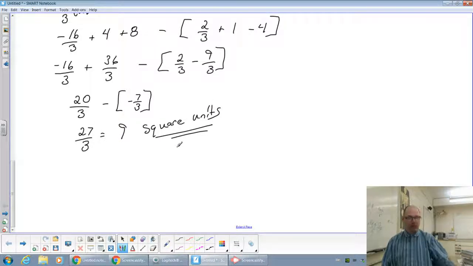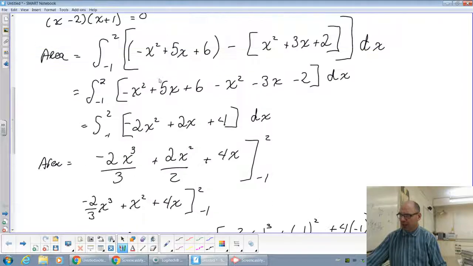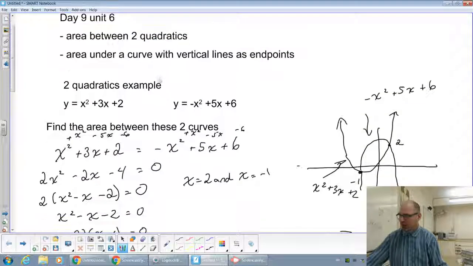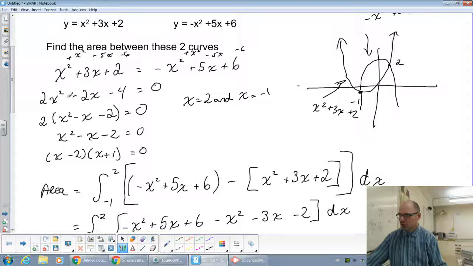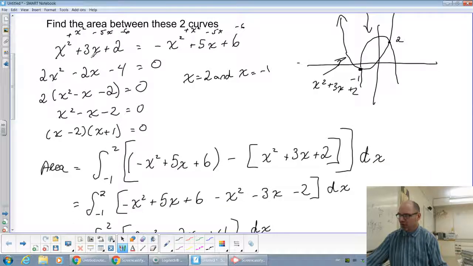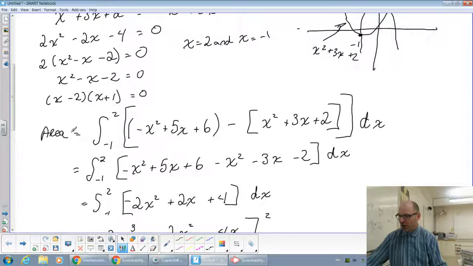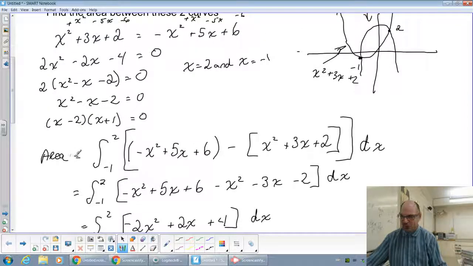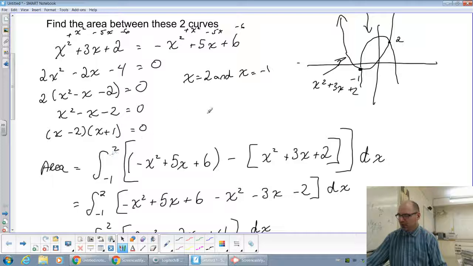Okay, and that's an example of still using the same technique that we used before, but having two quadratics. The technique is to find the two intersection points by equating them together. This one we ended up having to factor a quadratic. Then writing out the fundamental theorem of calculus, or the area formula, which is the upper curve minus the lower curve, integrated from the right intersection point to the left intersection point.